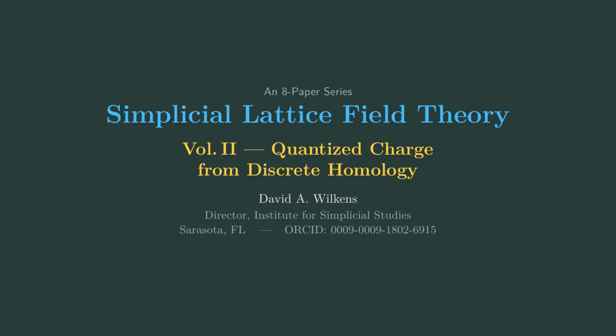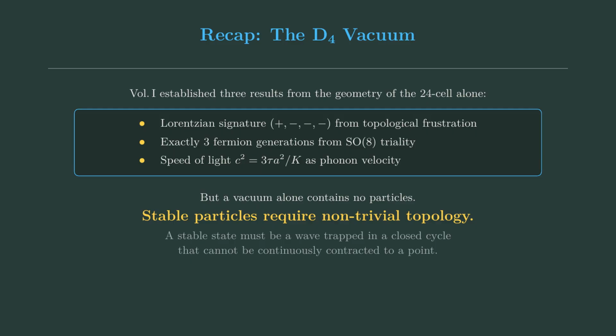We compute the homology of the 24-cell and extract 3 major results: baryon number conservation, color confinement, and charge quantization, all from integer-valued boundary operators, with no free parameters. Quick recap. The D4 lattice has a unit cell, the 24-cell, with 24 vertices, 96 edges, 96 faces, and 24 cells. Volume 1 showed that topological frustration forces the lattice to break O(4) symmetry, giving us Lorentzian spacetime and 3 fermion generations. Now we go deeper.